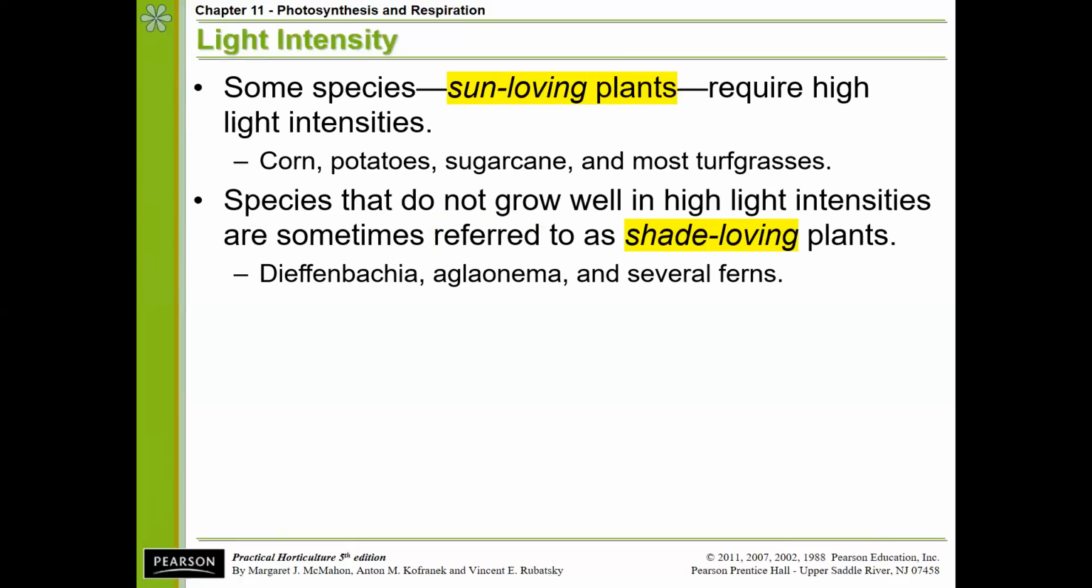Of course, we do also have plants that are adapted to grow in lower light intensities, and we often refer to these as shade-loving plants. And these first two, Dieffenbachia and Aglaonema, these are kind of tropical understory rainforest plants that we use as houseplants.